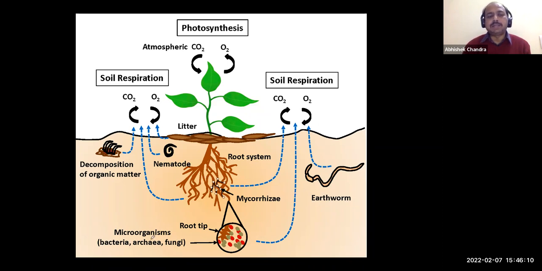The root mycorrhizae and the microorganisms are present everywhere. It is called soil respiration because the soil is the home of these different components, and this is the term soil respiration. But when we cover the entire area, photosynthesis is produced. So whatever amount is used and released by the nematodes and others is comparatively less, and a large amount is taken up by the green plant.